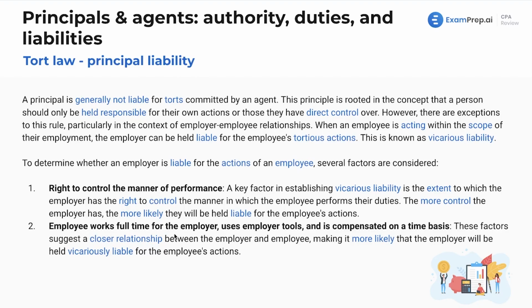An employee works full-time for the employer, uses employer tools, and is compensated on a time basis. These factors suggest a closer relationship between the employer and employee, making it more likely that the employer will be held vicariously liable for the employee's actions. Again, we will deal with that a lot more, independent contractor versus employee. Generally speaking, you are going to be a lot more liable for employee torts, whereas independent contractor torts, not as much.